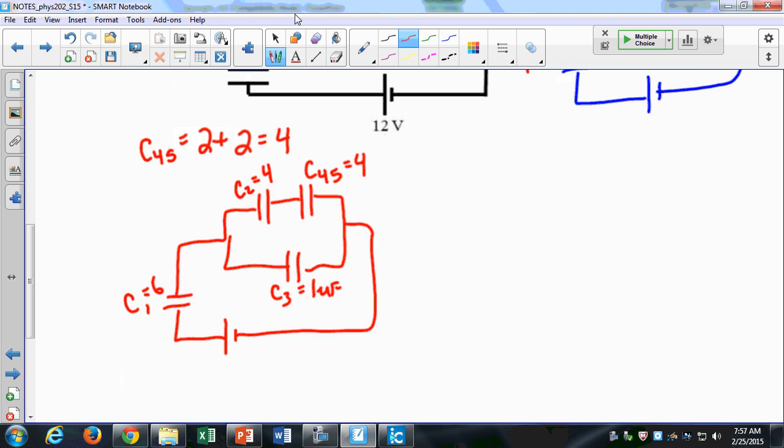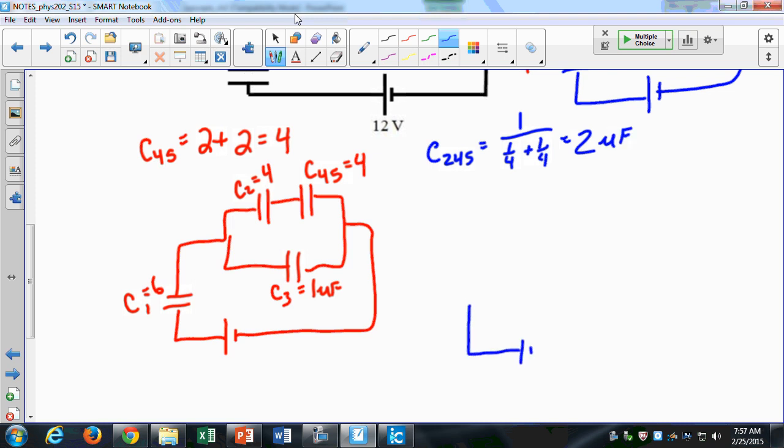Right. And then I'll combine C2 and C45. I'm going to call that C245, the combination of capacitors 2, 4, and 5. That's going to be 1 over 4 plus 1 over 4, which is equal to 2.